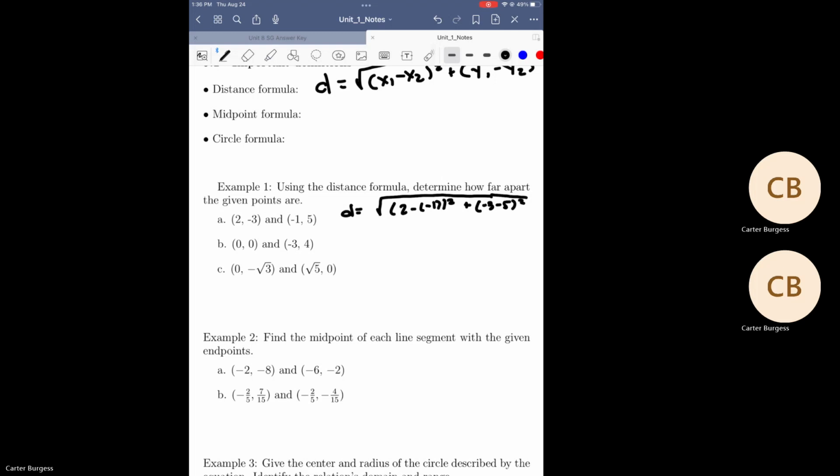All right. This is the same as, well, 2 minus -1 is going to be 3 squared, and -3 minus 5, -8 squared, where 3 squared is 9, and -8 squared is positive 64. Notice we got all positives. That was kind of our goal with this distance.